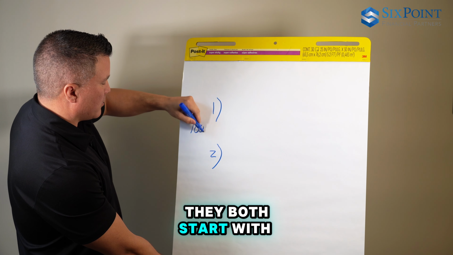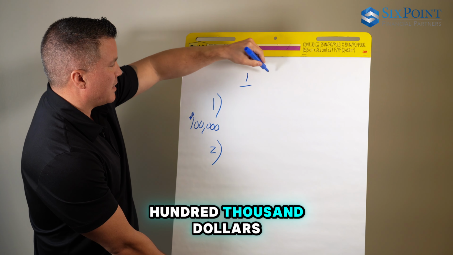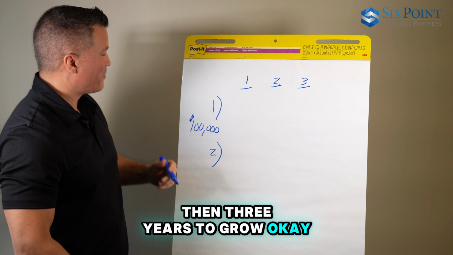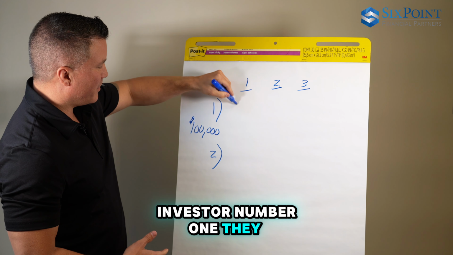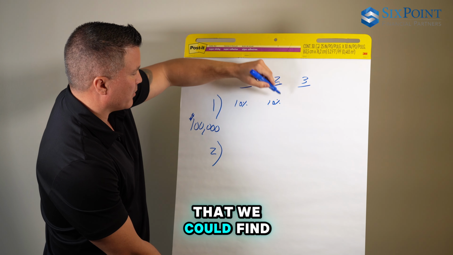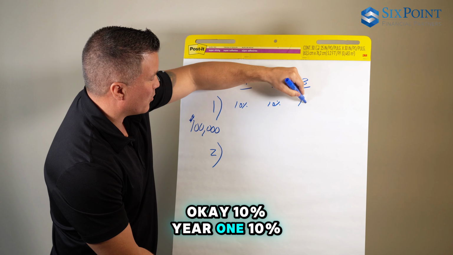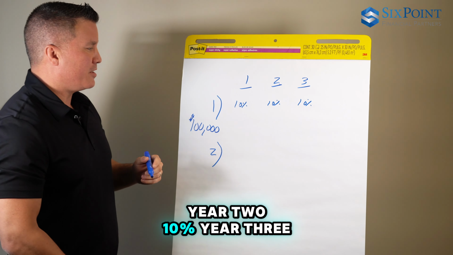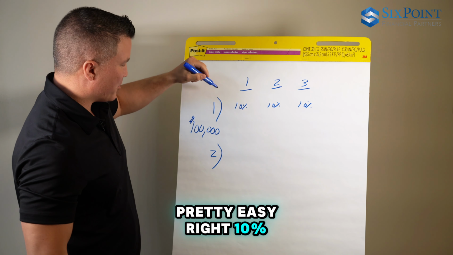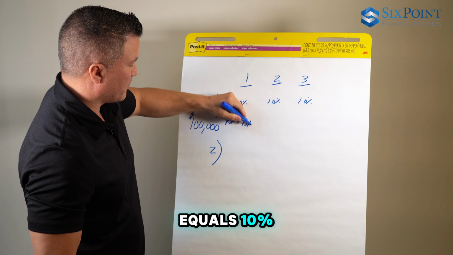They both start with $100,000, okay? And we're going to give that $100,000 1 year, 2 years, and then 3 years to grow, okay? Investor number one, they get a consistent, this would be the greatest investment that we could find, but it's a good one. They're gonna get a consistent 10%, okay? 10% in year one, 10% in year two, 10% in year three. What is their average rate of return? Pretty easy, right? 10%. So their rate of return equals 10%.